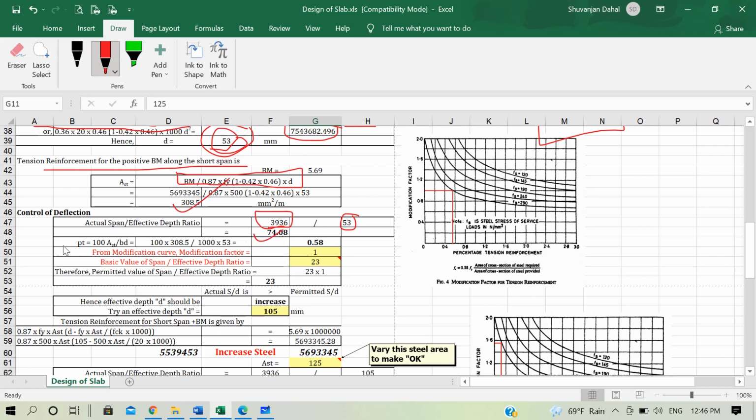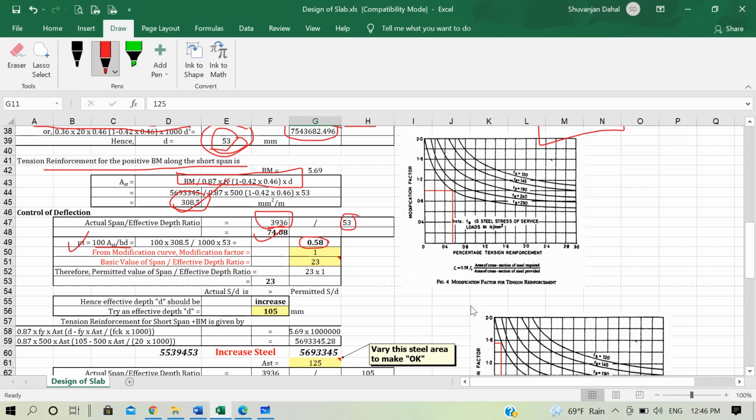And then determine the percentage of steel, 100 Ast by bd. This Ast value you calculated here, 308.5 millimeter square per meter. b will be unit width and depth will be 53 mm. You get 0.58. If you remember, because we have already looked at it in our preliminary design lecture.